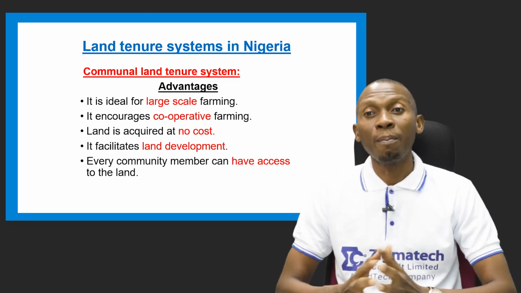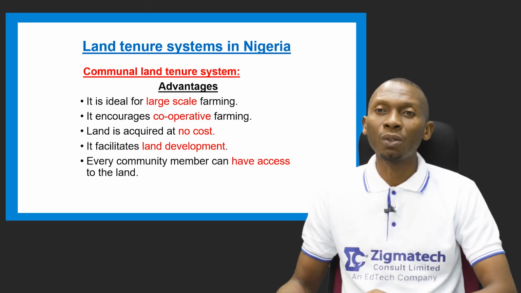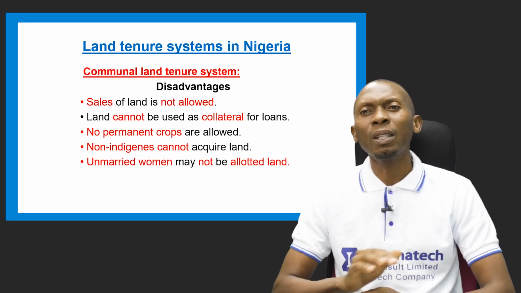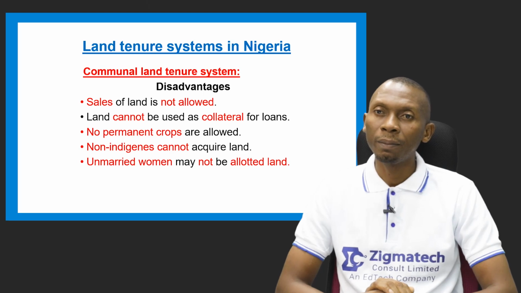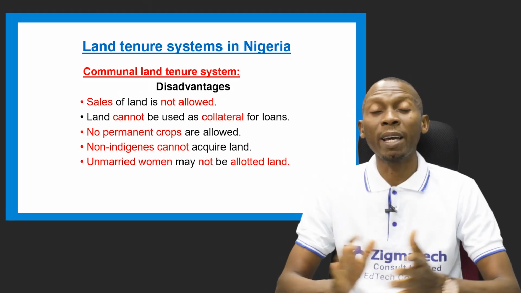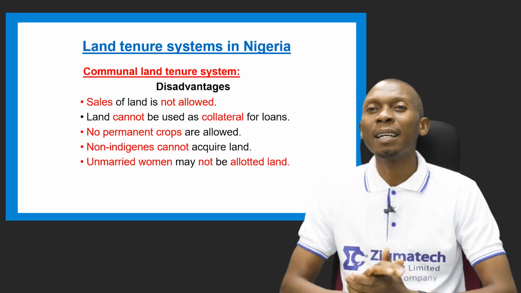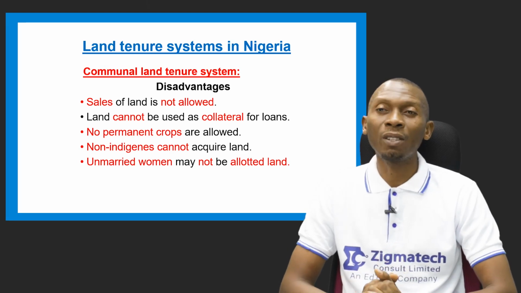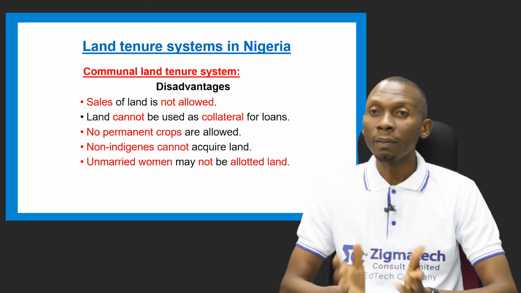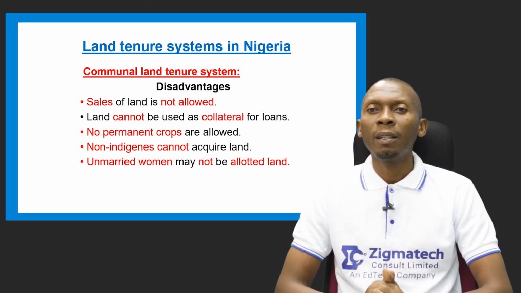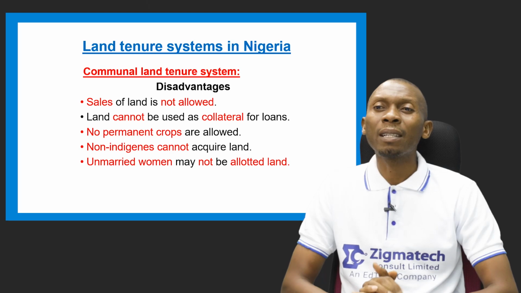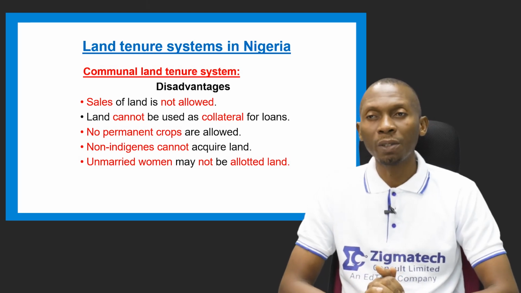And finally, every member can also have access to the land. Let's take a look at the disadvantages of the communal land tenure system. Now, since the land is owned by everybody, the land cannot be sold, so sale of land is not allowed. That's on the individual basis because the land is owned by the community. Now, the land cannot be used as a collateral for loans.